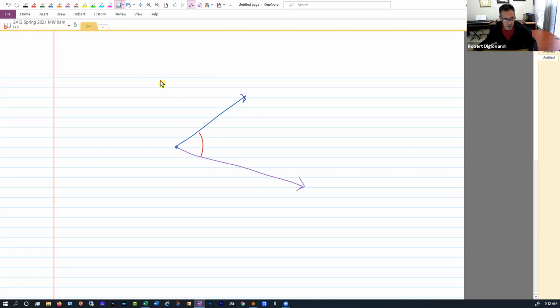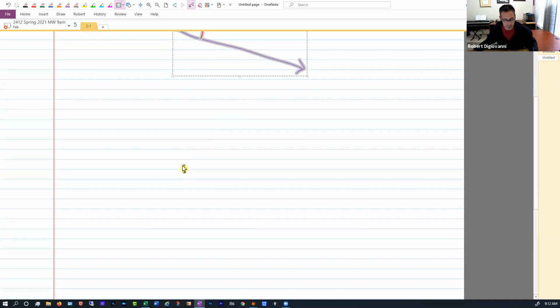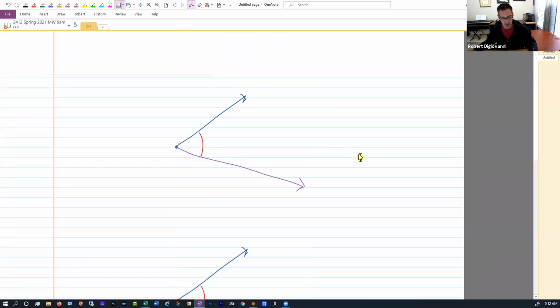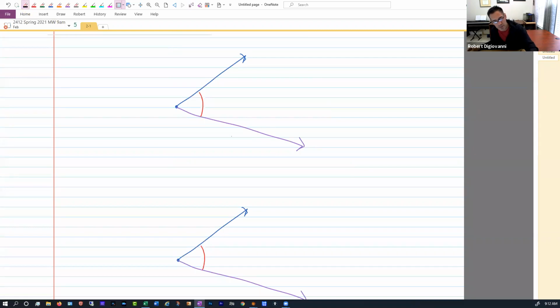So I could do this. Let me copy and paste this. So I kind of have two options here. I could say that this one is my initial side, and this one is my terminal side. Or I could reverse it, and I could have said that this is my initial side, and this one is my terminal. And that makes a big difference. It makes a big difference because when you're talking about an angle, you always start at the initial side and then go towards the terminal side.